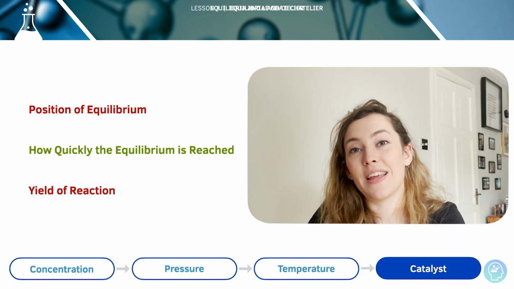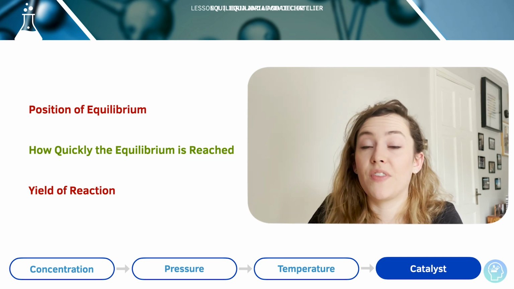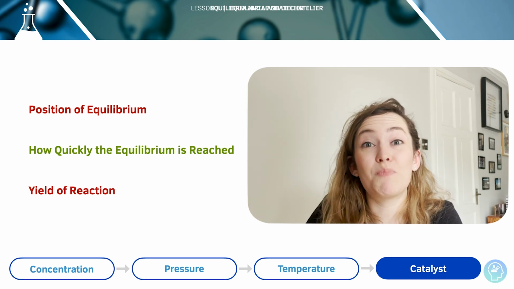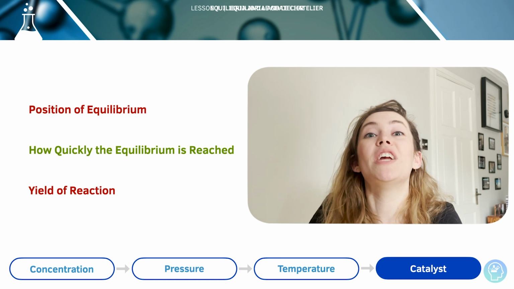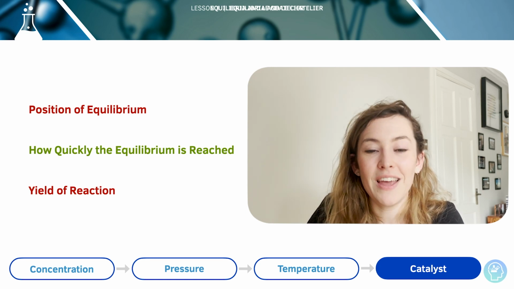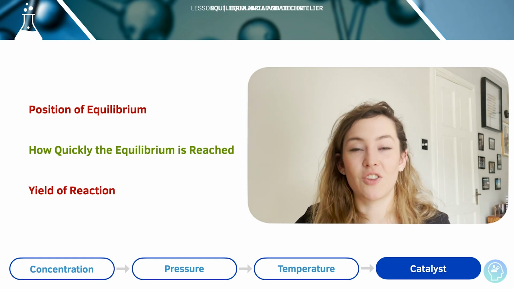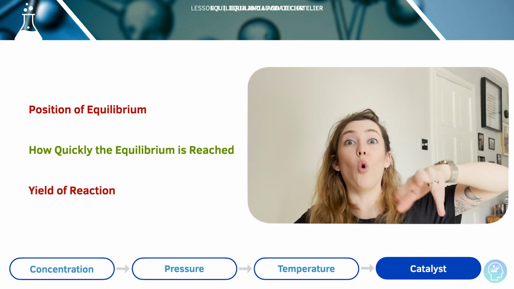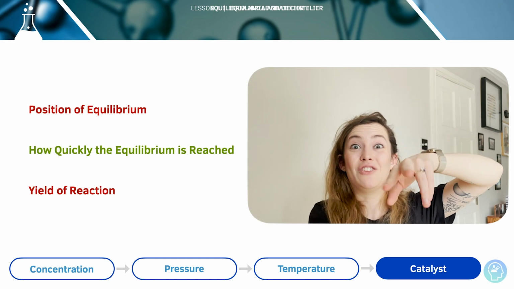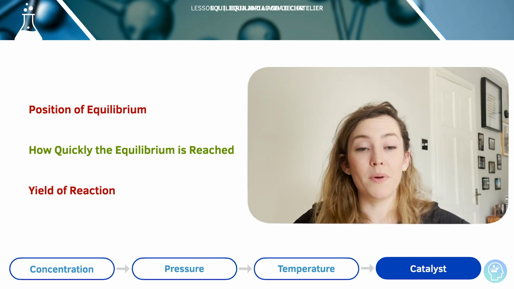Adding a catalyst is going to have no effect on the position of the equilibrium. If anything, it's just going to speed up the rate at which the reaction reaches equilibrium, okay? It speeds up the forward and back reaction by the same amount. So it's just like increasing the rate at which you walk up the escalator and the rate at which the escalator is traveling down. It's not going to move your position.